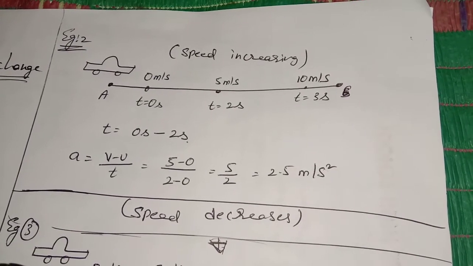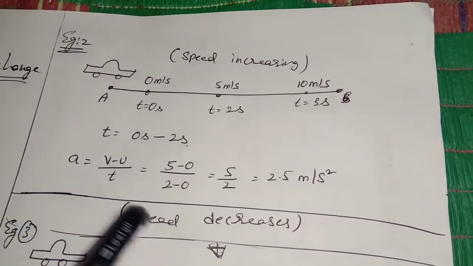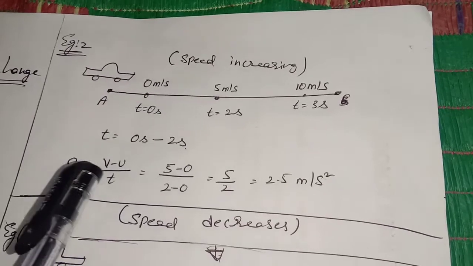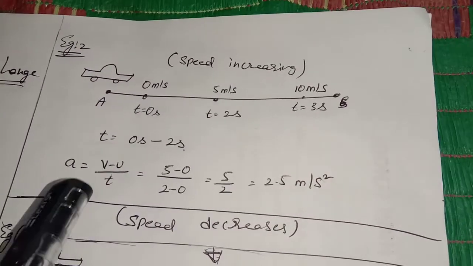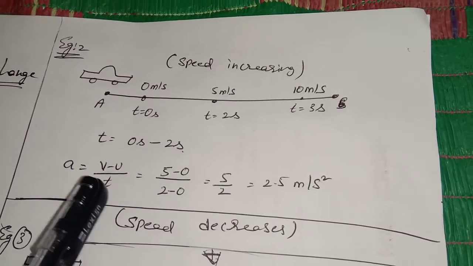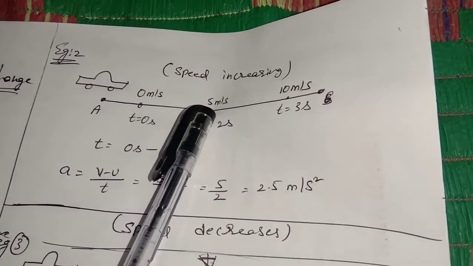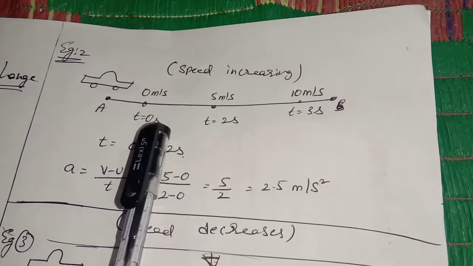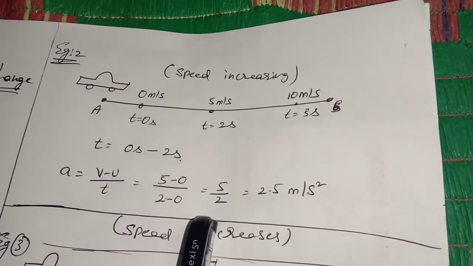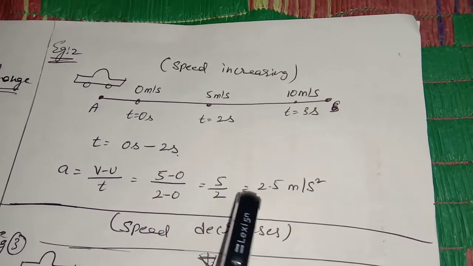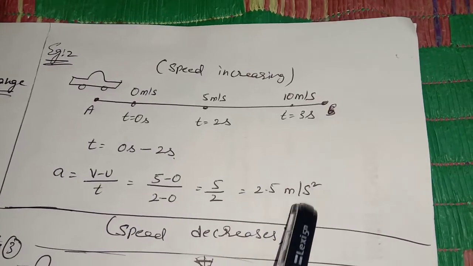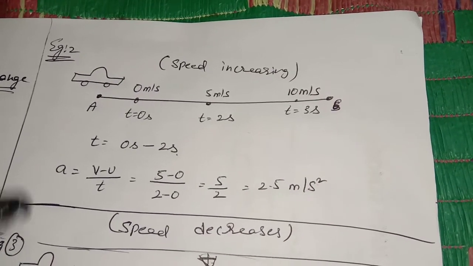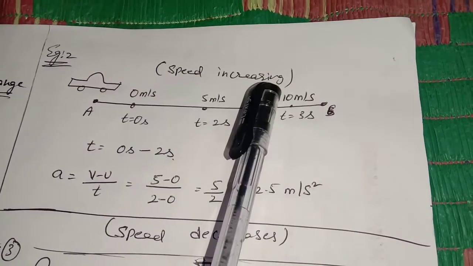So what is the formula? Acceleration is nothing but final velocity minus initial velocity divided by time. So the final velocity here is 5 minus 0, and the time is 2 minus 0. That is nothing but 5 by 2. You will get 2.5 meters per second square. Okay, this is when speed is increasing.